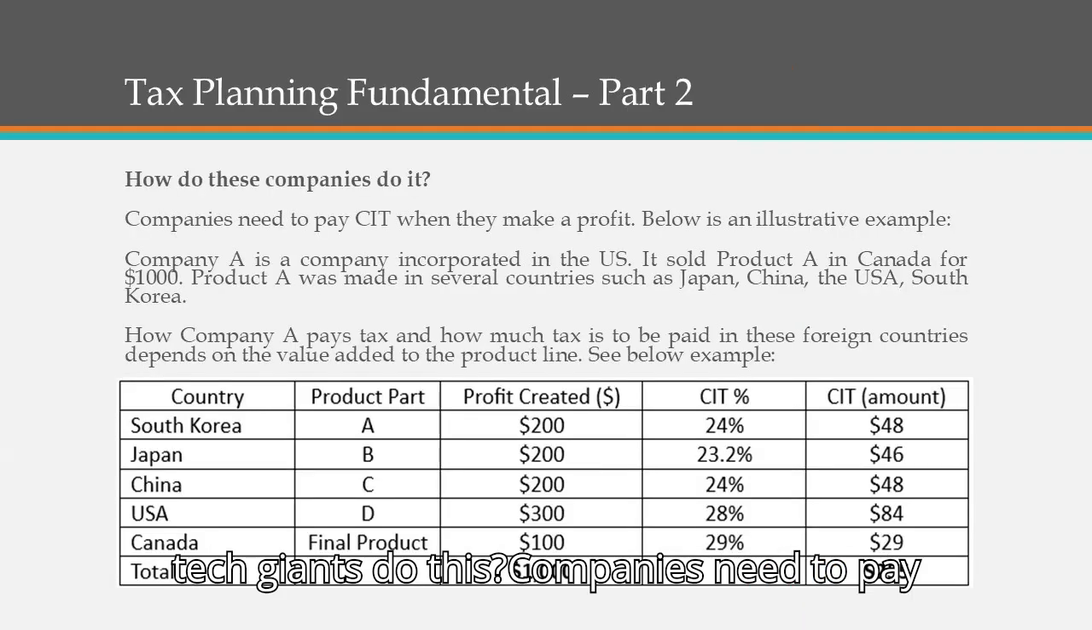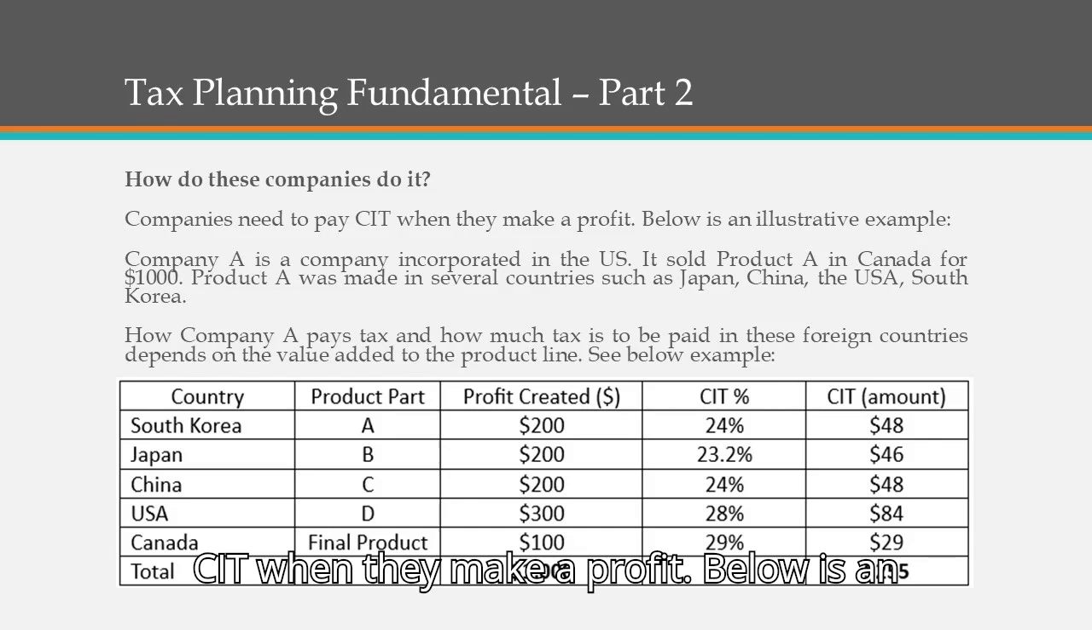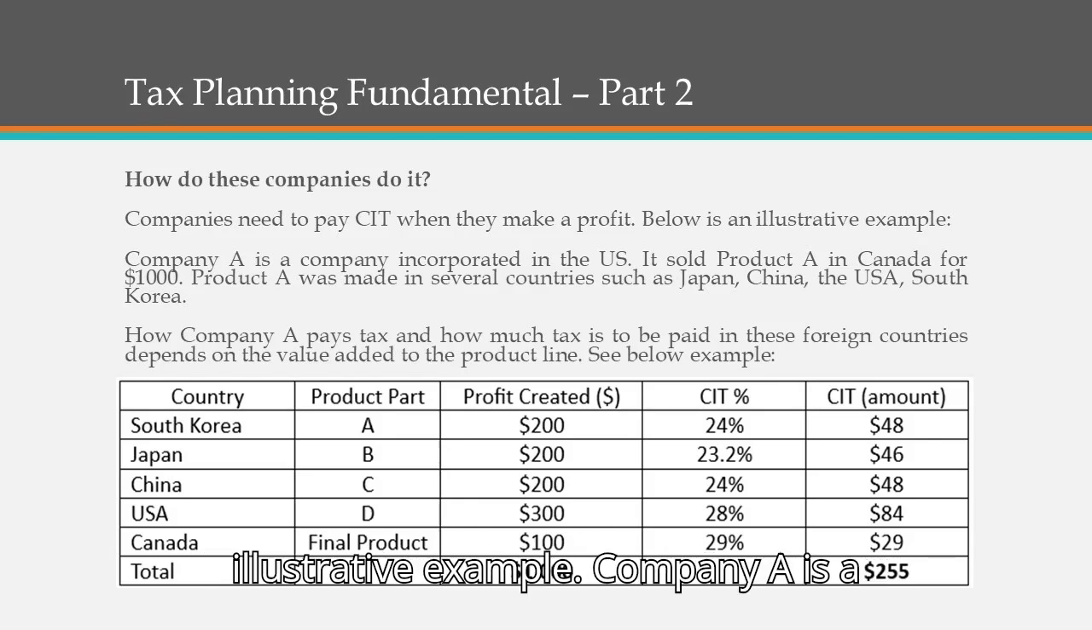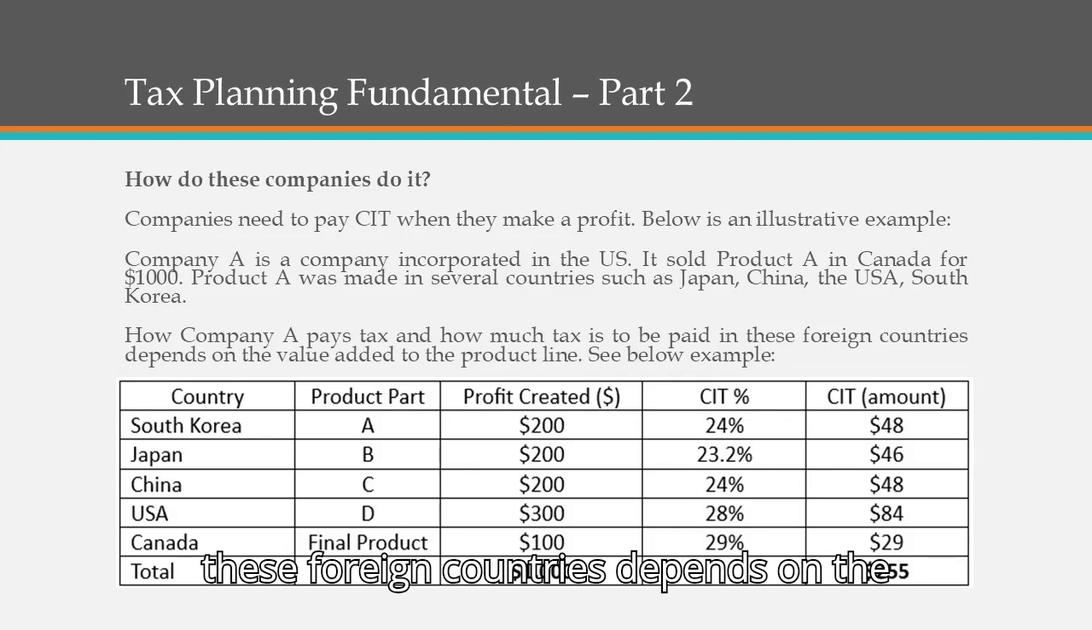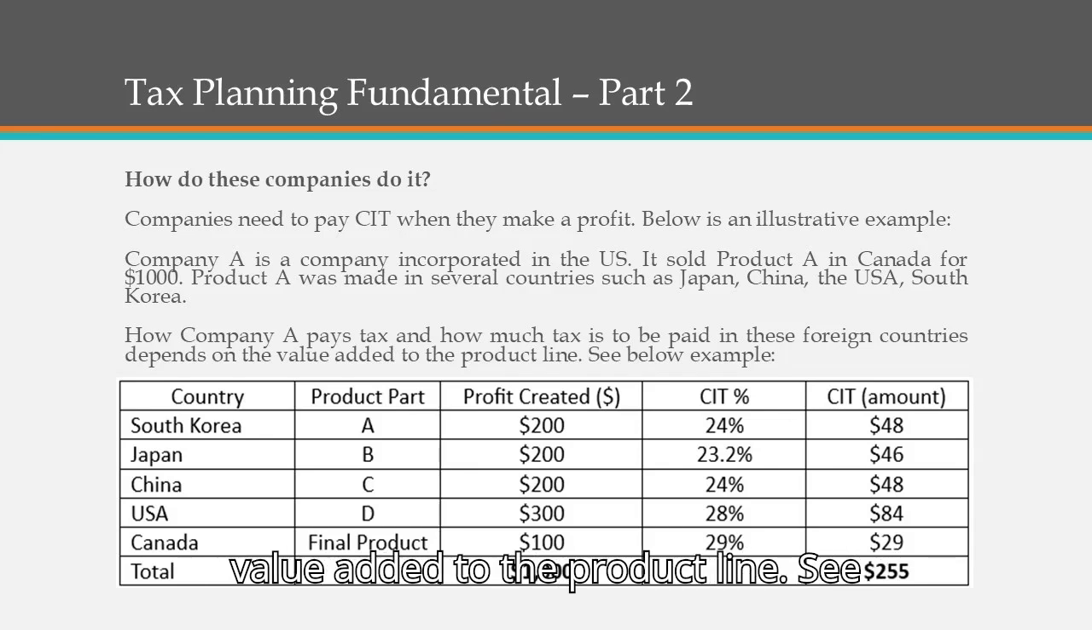How did the U.S. tech giants do this? Companies need to pay CIT when they make a profit. Below is an illustrative example. Company A is a company incorporated in the U.S. It sold Product A in Canada for $1,000. Product A was made in several countries such as Japan, China, the USA, and South Korea. How Company A pays tax, and how much tax is to be paid in these foreign countries, depends on the value added to the product line.